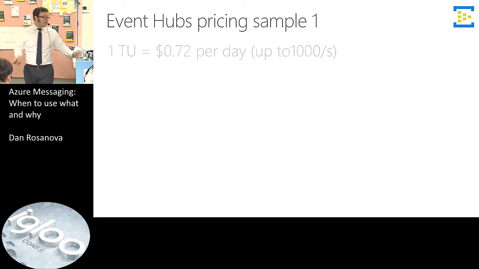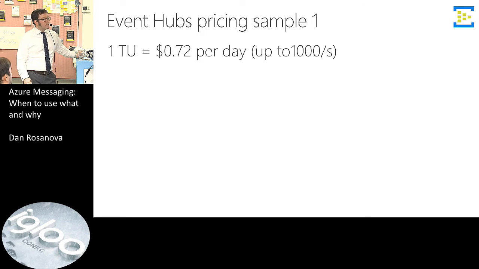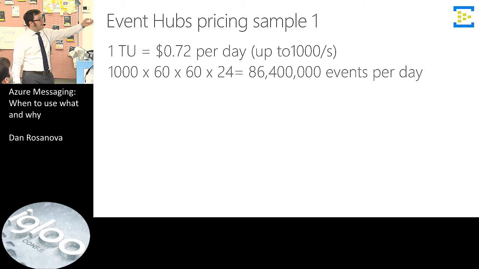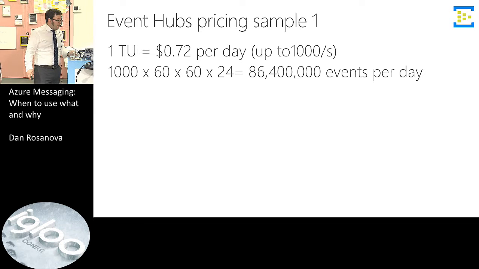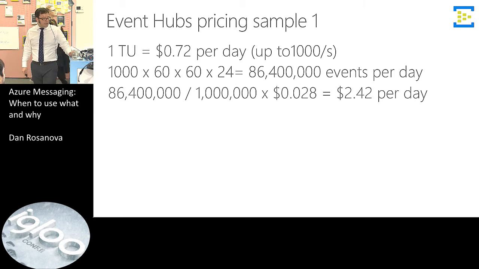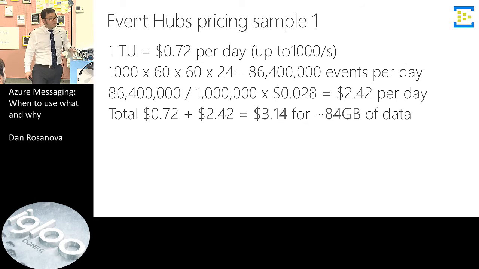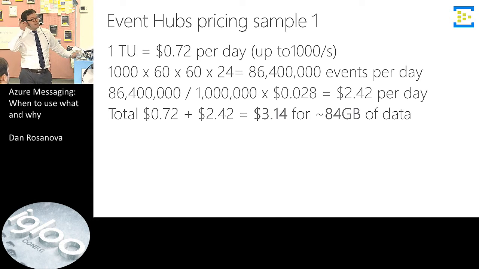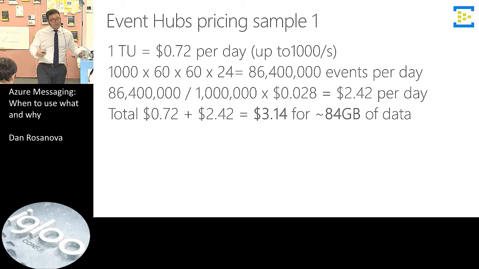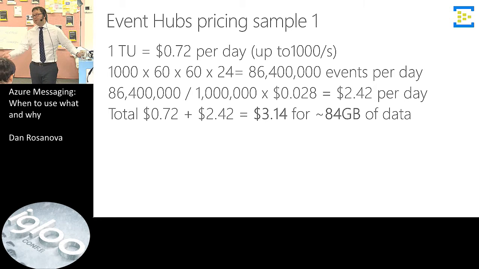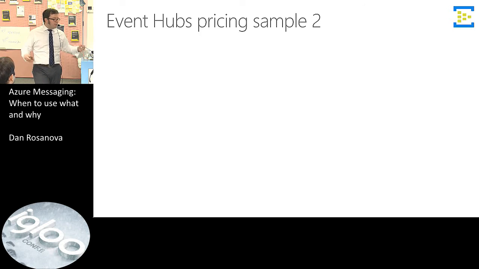Here's a good pricing example. A throughput unit at 3 cents an hour is going to cost you 72 cents a day. You could send at 1,000 messages a second, 86 million messages through that. And that would cost you $2.42 a day. So your total for the whole day and 84 gigabytes of data is $3.14. You can't even buy a coffee for that. I usually drink fairly cheap coffee at the office, so I guess I could. Plus someone else is buying it. But yeah, it's a very, very affordable service. And it scales. It scales really well. So people kind of think, oh, I have big data, I have big business, I need all this stuff. Maybe I need to do 1 billion things a day.